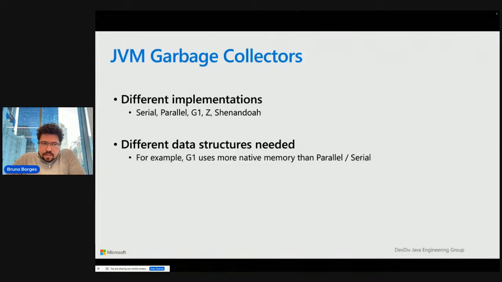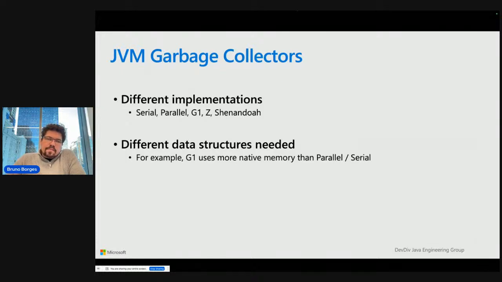There are different implementations, as we saw briefly in that quiz: Serial, Parallel, G1, ZGC, Shenandoah. There are a few others available. One of them is Epsilon GC, which is a no-operation garbage collector, which is great for benchmarking to some degree, or testing your application, or testing the JVM actually.